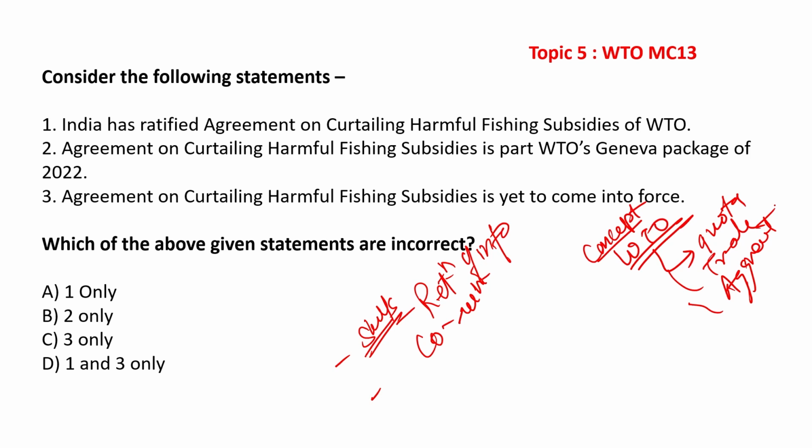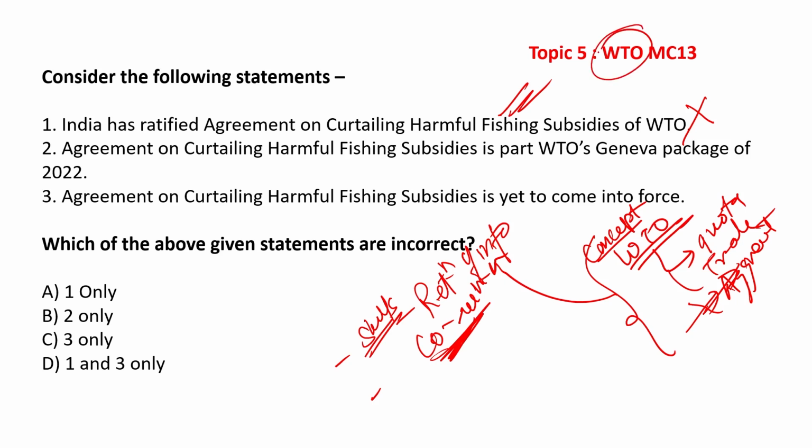India has ratified agreement on curtailing harmful fishing subsidies of WTO. So to which agreements is India a party? This is important. This statement is incorrect because India still has to ratify. So through this statement, if you can retain the info and correlate with the statement, you can easily identify. WTO is one body. You can have other global bodies in the question, for example, SCO, right, EU, or any other body. So this statement is incorrect, and we here need to find the incorrect statement.